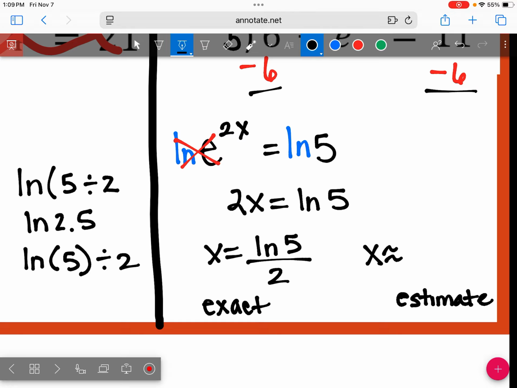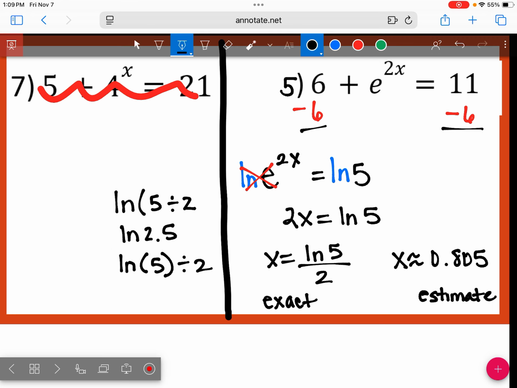Okay, Jasmine, what did you get? 0.805. All right, anybody else get 0.805 for their answer? If you didn't raise your hand, I can help you type it in. So there's 2 answers, the exact answer and the estimate. And I don't know, on the test, it might ask you for both.